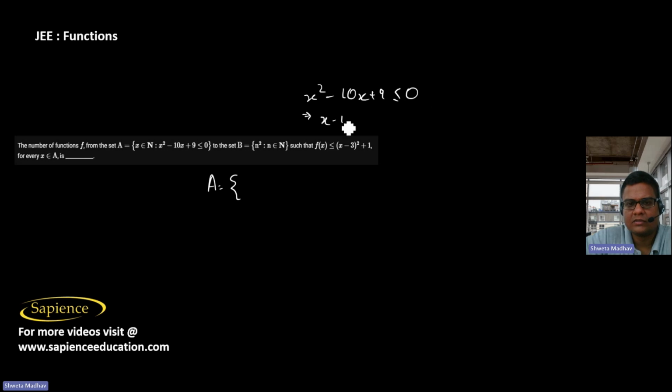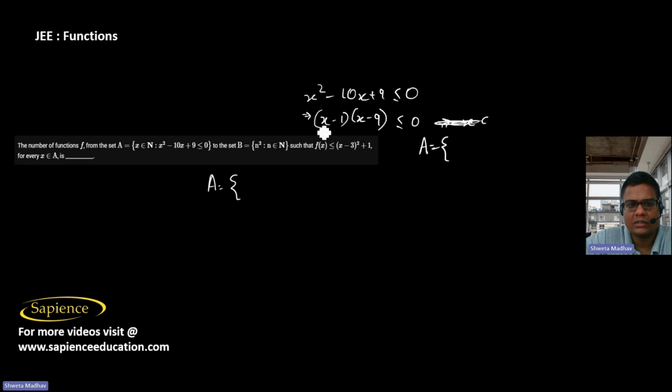Yeah, so here it is told that the number of functions f from the set A, which is x belongs to N, such that x square minus 10x plus 9 is less than or equal to 0. So if we factorize it, then we'll get (x minus 1) into (x minus 9) less than or equal to 0. So therefore the set A should be from 1 to 9.